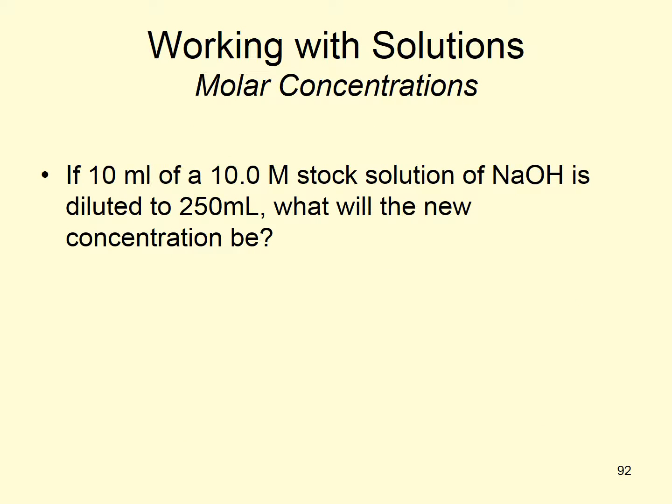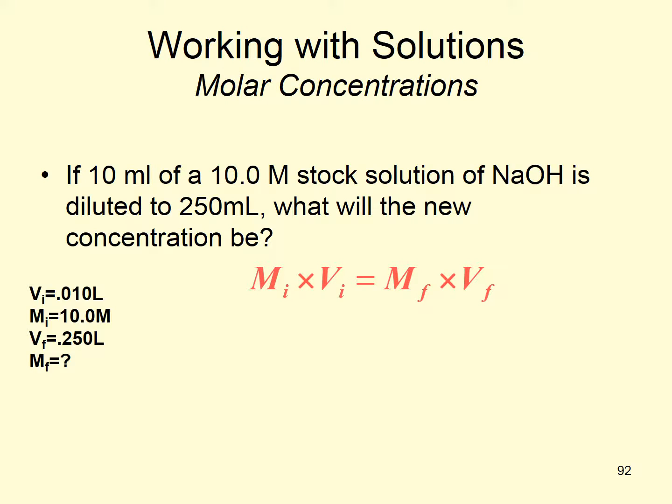All right, if 10 milliliters of a 10 molar stock solution of NaOH is diluted to 250 milliliters, what will the new concentration be? So again, the key word you want to look for is "of." 10 milliliters of a 10 molar stock solution will go on one side. That's our initial concentration and our initial volume, and our final volume is 250 milliliters. So this time we're looking for our final concentration.